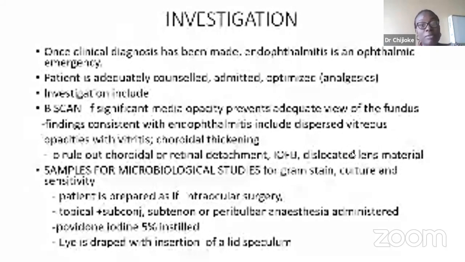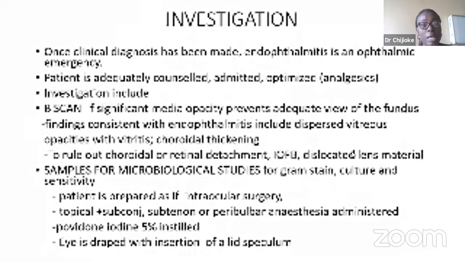Once clinical diagnosis has been made, endophthalmitis is an ophthalmic emergency. Patient is adequately counseled, admitted, and optimized. The patient is in pain, and analgesic is given. Investigations include ocular scan, especially if significant media opacity prevents adequate view of the fundus. Here, we are searching for findings consistent with endophthalmitis, which include dispersed vitreous opacities with vitritis, choroidal thickening, and also to rule out choroidal or retinal detachment, intraocular foreign body, and dislocated lens material.